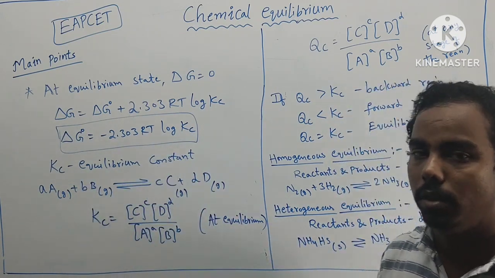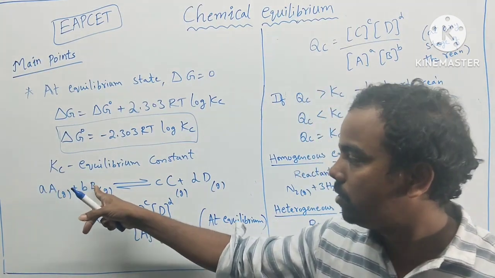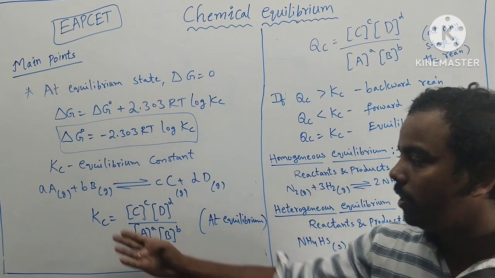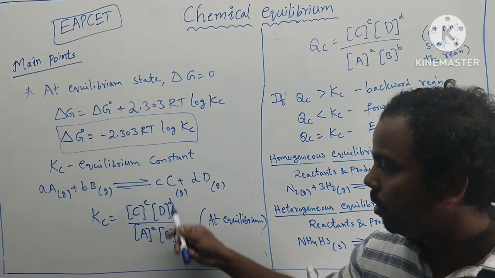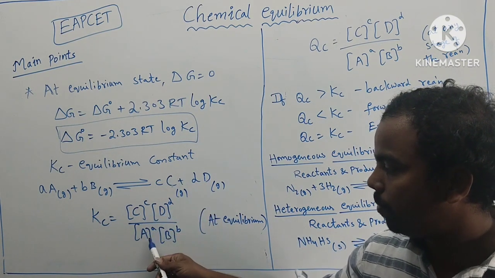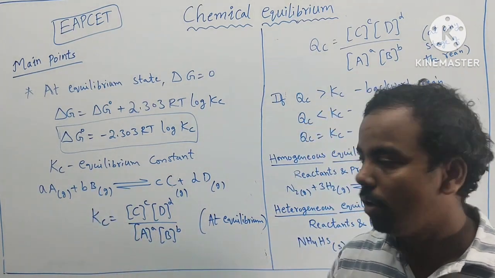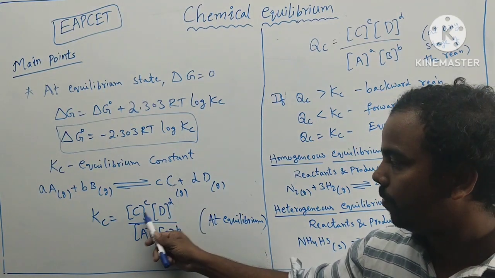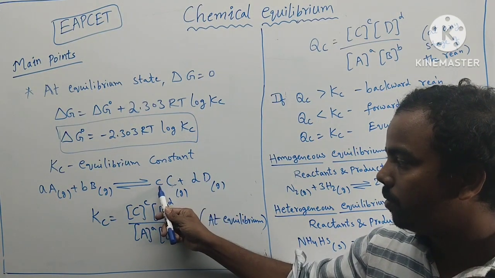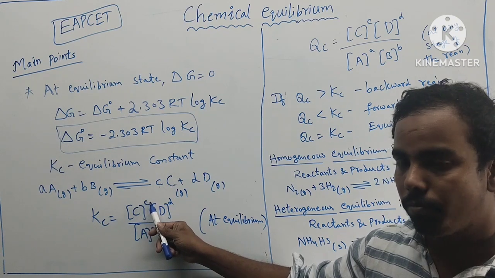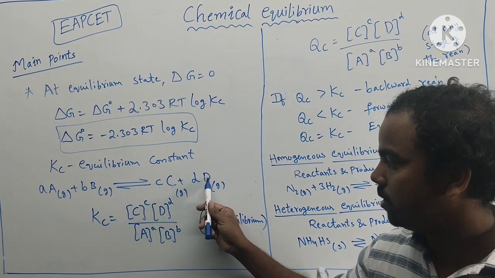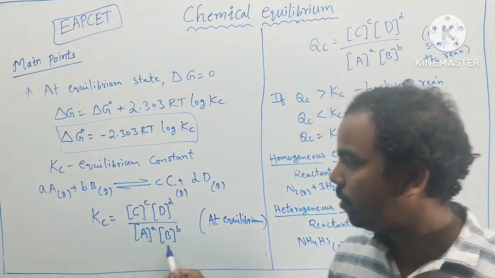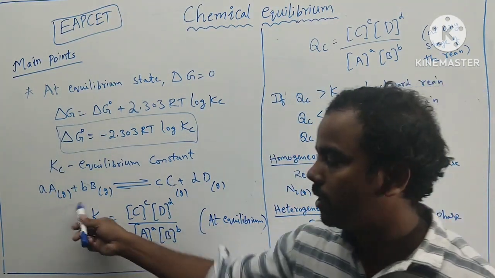Next, Kc means the equilibrium constant. What is the equilibrium constant? a moles of A reacts with b moles of B, in equilibrium with c moles of C and d moles of D. What is Kc? The ratio of the product of concentrations of products to the product of concentrations of reactants, with their stoichiometric coefficients raised as powers. Concentration of C power c, concentration of D power d, divided by concentration of A power a, concentration of B power b, at equilibrium. That is Kc.